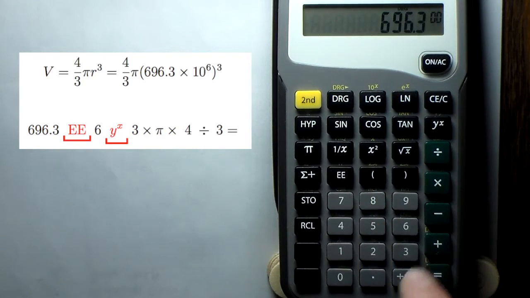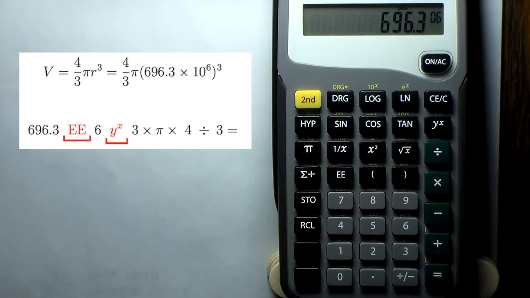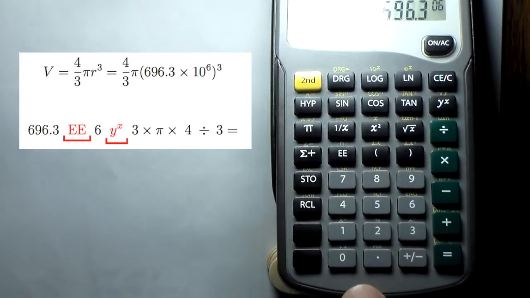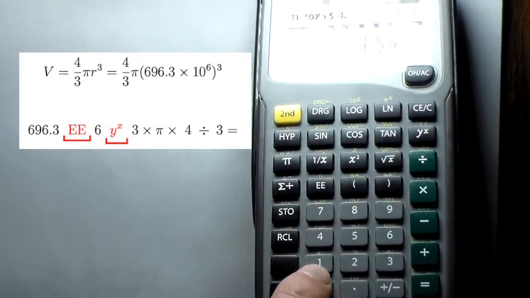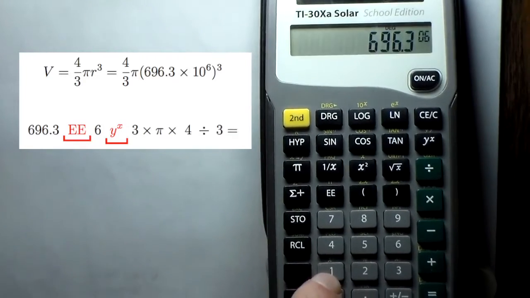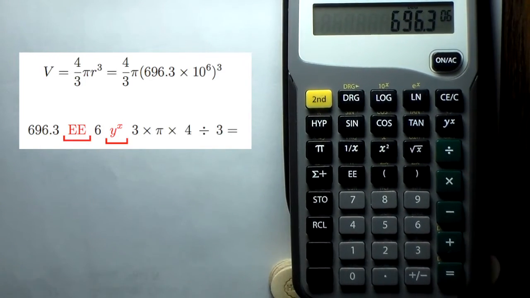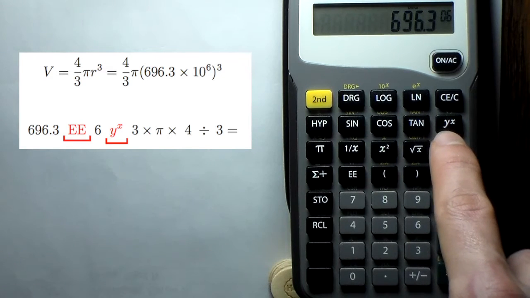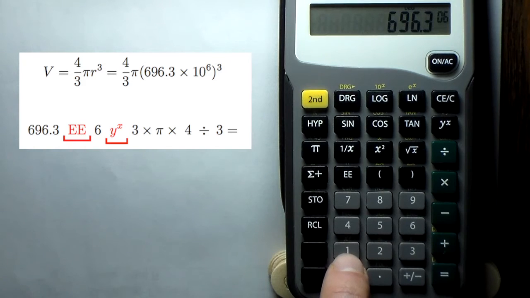696.3 times 10 to the 6th, just like before. Then we want to cube it. There are two ways we could do this. We have this y to the x button, and also down here there's an x cubed button, though I don't know if it's easy to see. Generally it's a good idea to use the y to the x button, because the cubed button is kind of hidden down at the bottom.